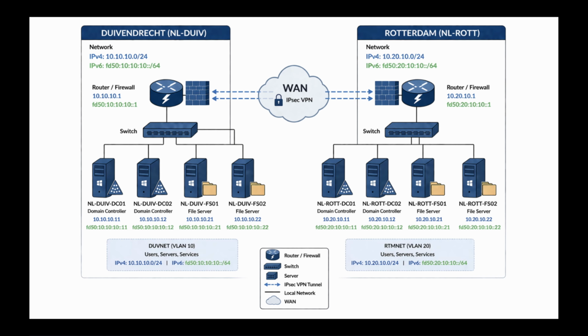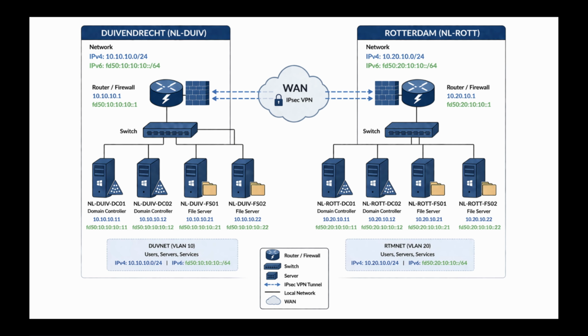And over in Rotterdam, we're using the same logic. So NL-ROT-DC01 is the first domain controller in Rotterdam. And NL-ROT-FS01 is the first file server in Rotterdam. Here's the idea. We keep the names predictable, because in a real environment, clear naming makes everything easier. It makes management easier, it makes documentation easier, and it makes troubleshooting easier.